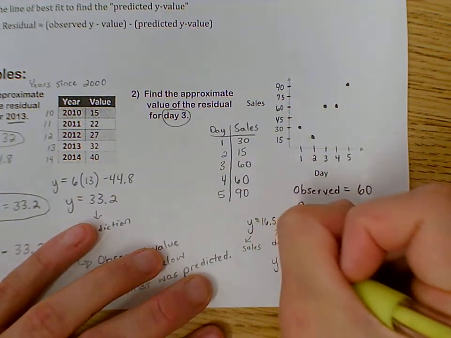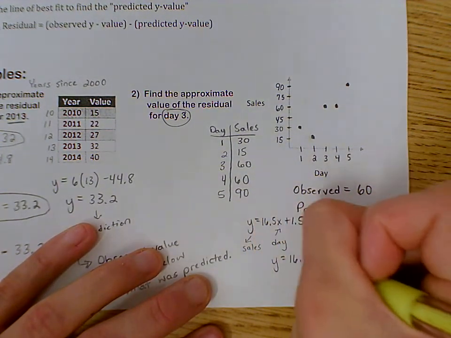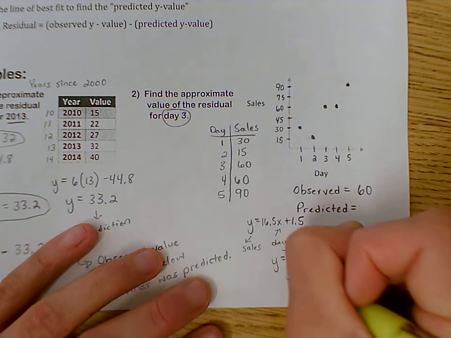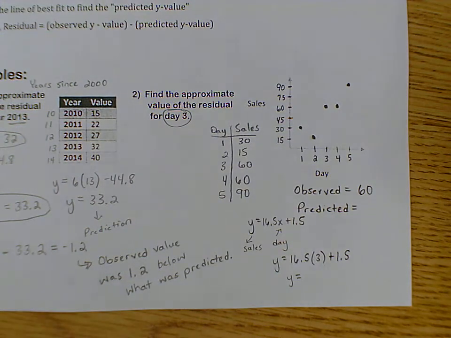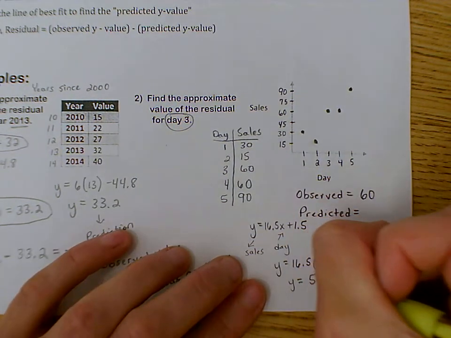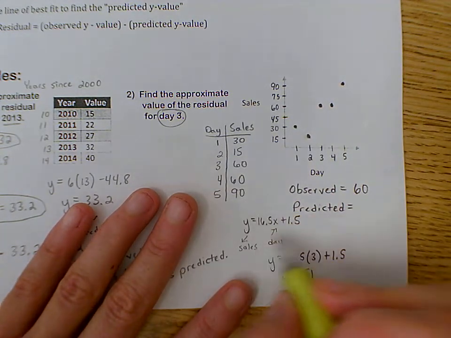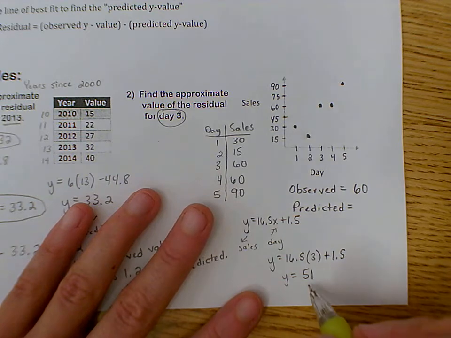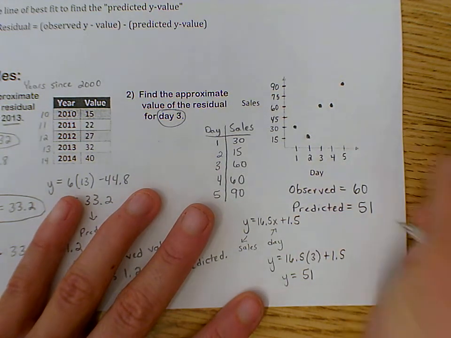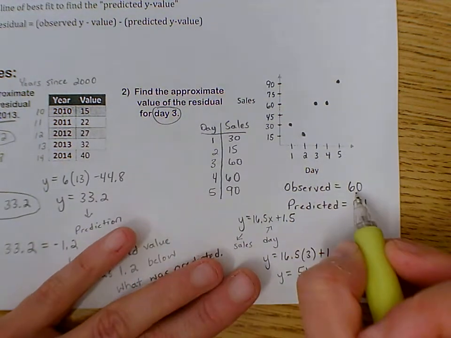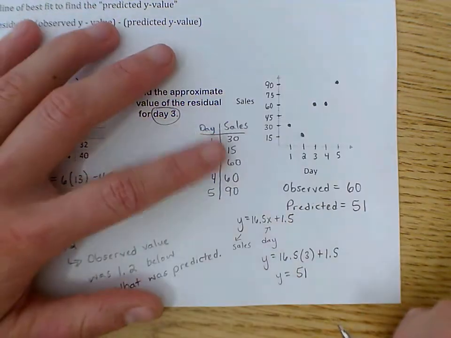So you take your equation, and instead of the x, you're going to plug in that 3, and then find your predicted y value. So grab your calculator, type in that equation, plugging in 3, and we end up getting 51. So based on my data, if I was just using that line that best fits the data to make a prediction, I would predict that I would end up making $51 in sales on day 3. So the fact that we made $60 is actually a good thing if you're a salesperson, okay?